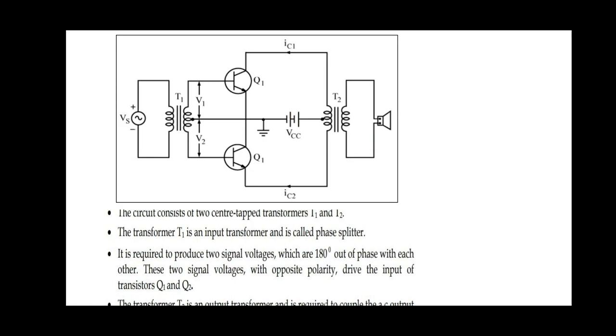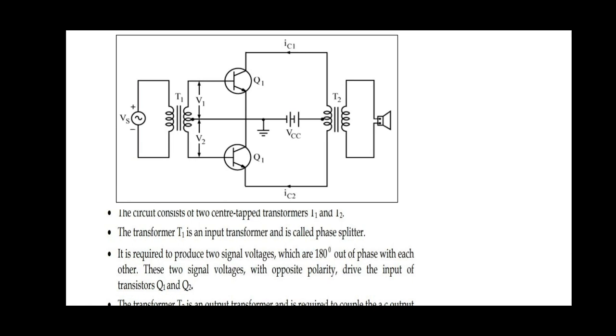So this is Q1 and Q2 connected back to back, with the input side a transformer and the output an output transformer which matches the impedance. VCC is the proper biasing to Q1 and Q2, applied through plus VCC. V1 and V2 are the input voltages, which are 180 degrees out of phase.